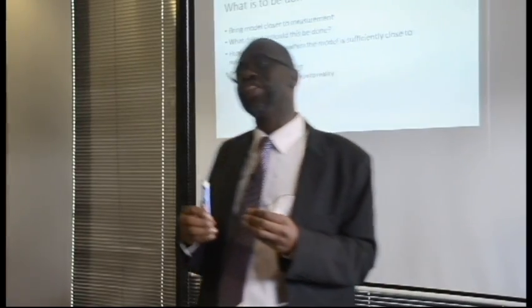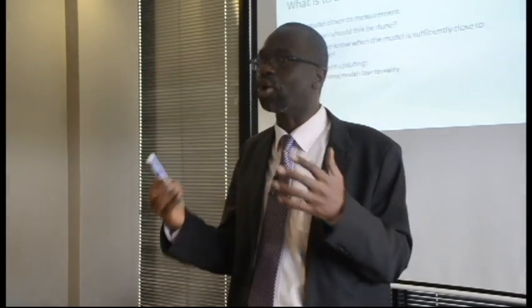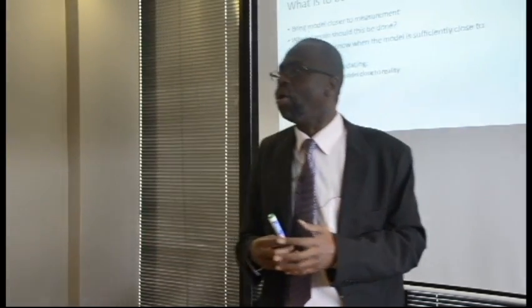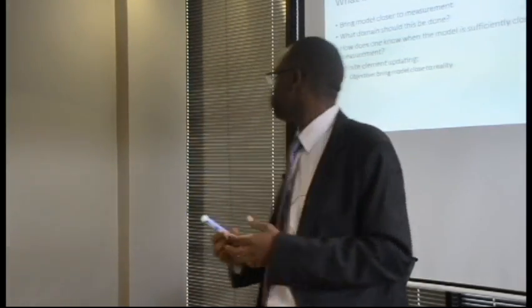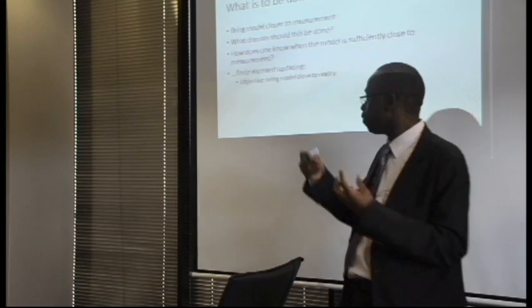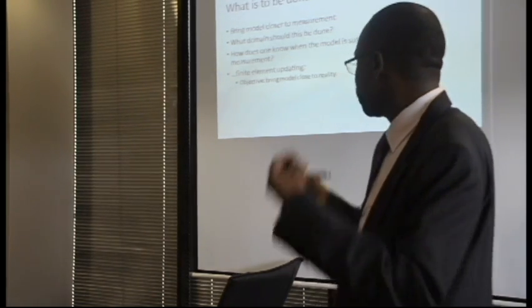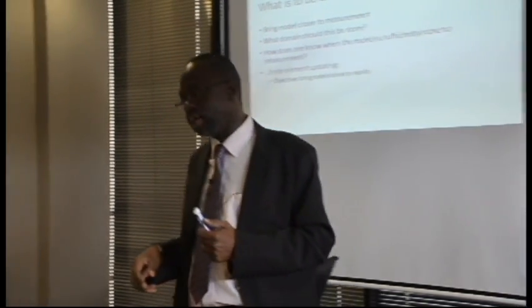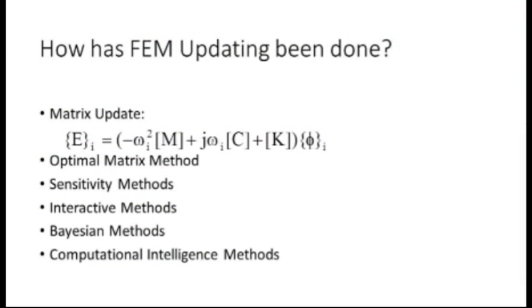How do we know that we have such a thing as the correct model? Is there such a thing as the correct model? Or do we just have a model that is sufficient to do what we want to do with the model? Of course, as I have already indicated, finite element updating has an objective of bringing the model closer to reality. And how is this done? How do we bring a model closer to reality?